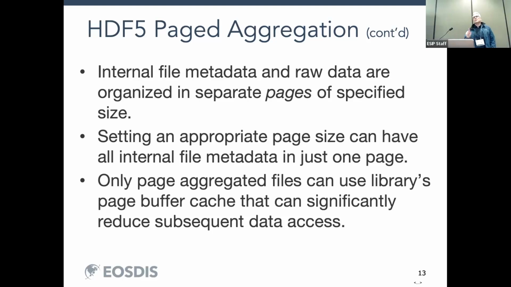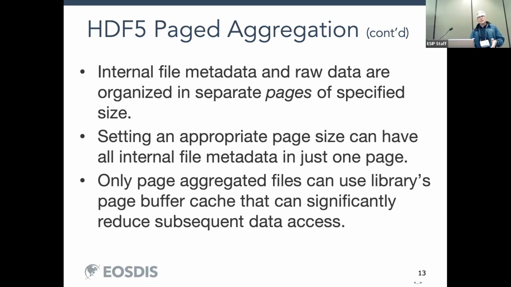The other big benefit of page aggregated files is that the library has a special cache for these pages. So when you're reading the data, you can actually store these pages in that cache. Again, you can set the size of this cache, and that will help prevent the library from going and asking for more data and making those expensive S3 requests. So you can make this page buffer cache pretty large, and you can compute how many pages you want to have in this page buffer.